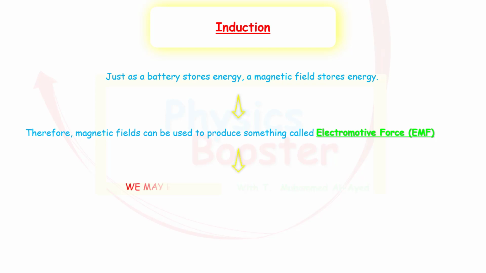we could say. Now, we may be able to produce electricity using the energy that is stored inside a magnetic field. So we can produce energy from magnets. How is this done?